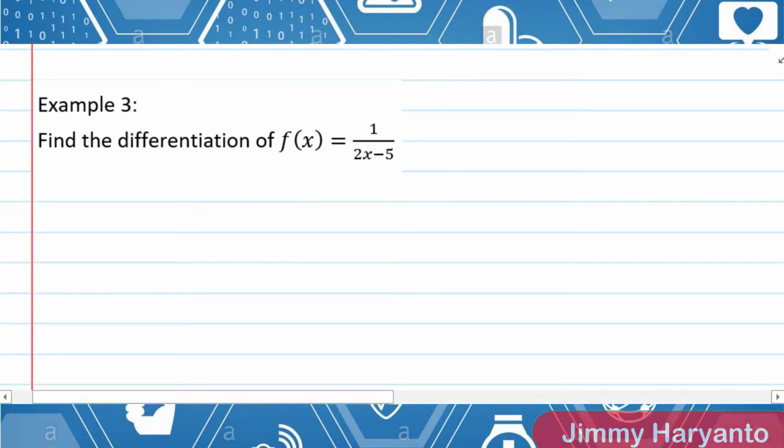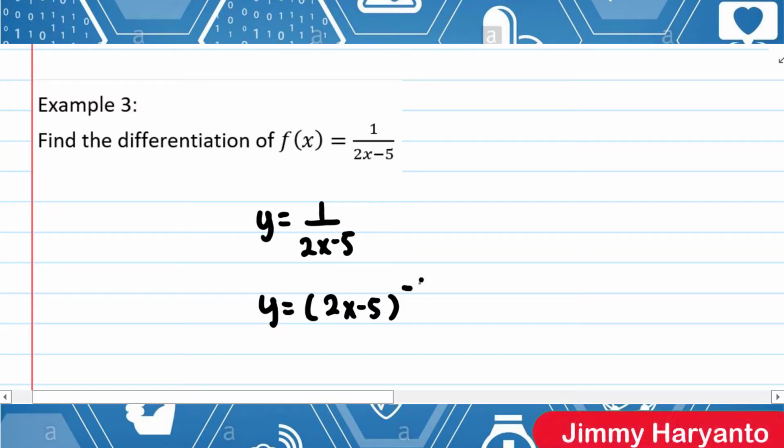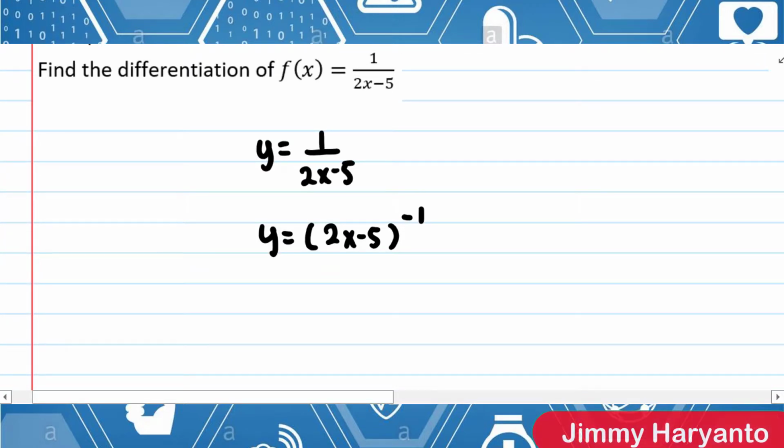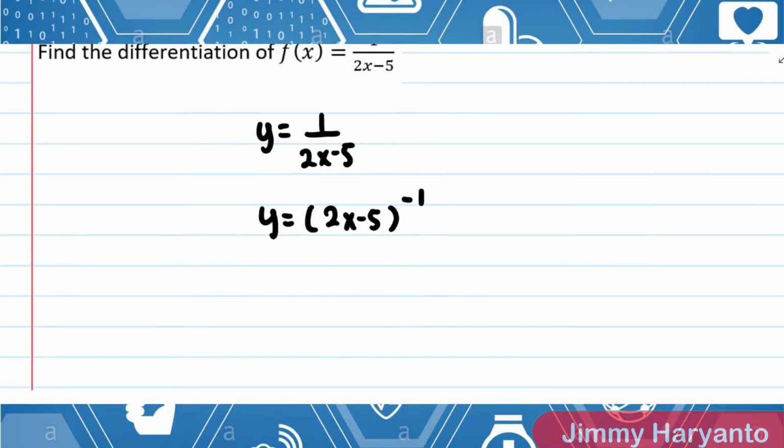Next is example 3. For example 3 we have y equals 1 over (2x minus 5). And as you can see we have a fraction, which means division. 1 divided by (2x minus 5), of course you cannot differentiate it like this, but you can write it by bringing the (2x minus 5) to the top, that means to the power of negative 1. So we have another function, (2x minus 5) to the power of negative 1.